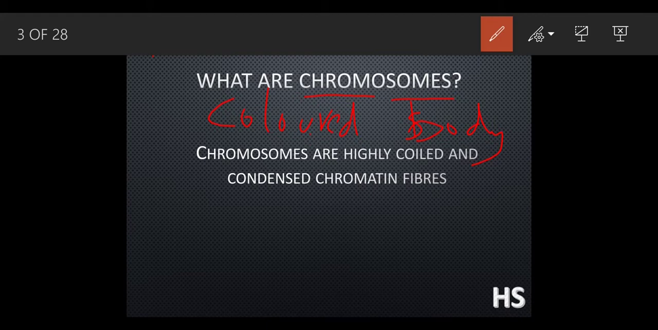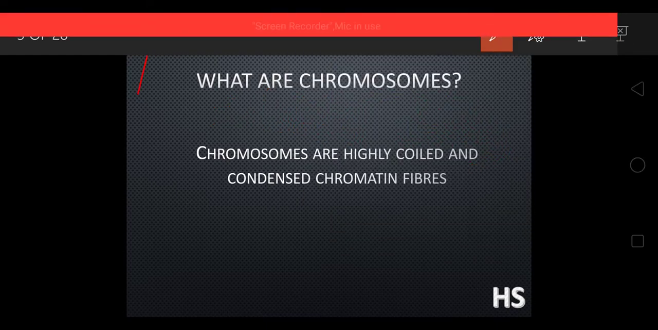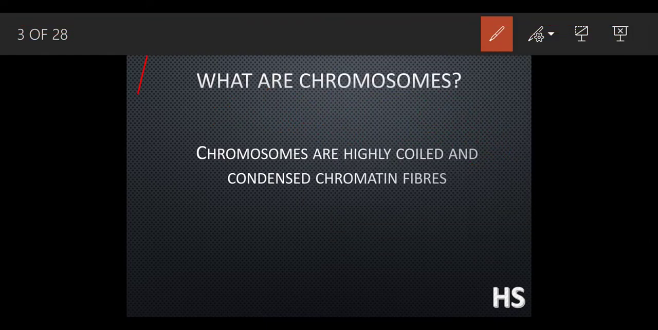So what do we mean by chromosomes? These chromosomes are highly coiled and condensed fibers. What do we mean by that? Highly coiled means, like the spiral of a telephone cord, how it has been spiraled. In the same way the coiling has happened. And condensed chromatin fibers are the thread like structures.